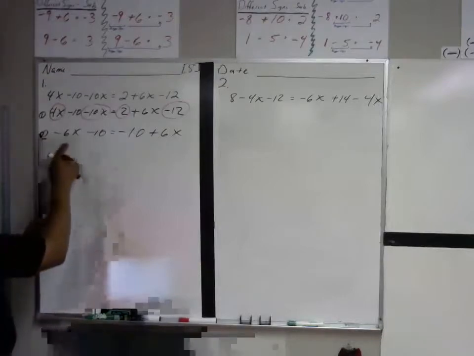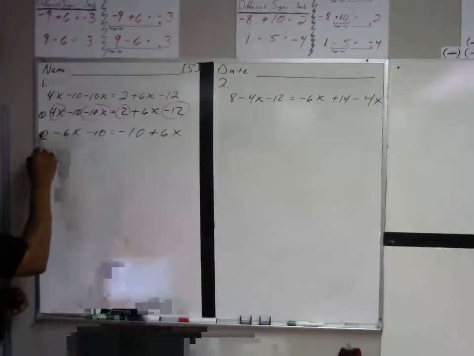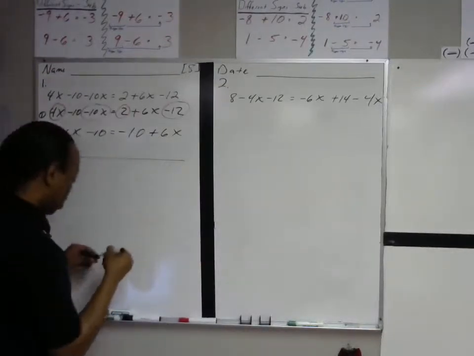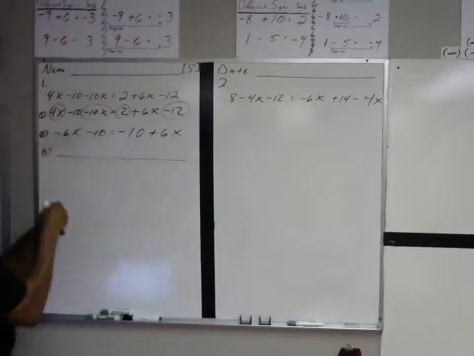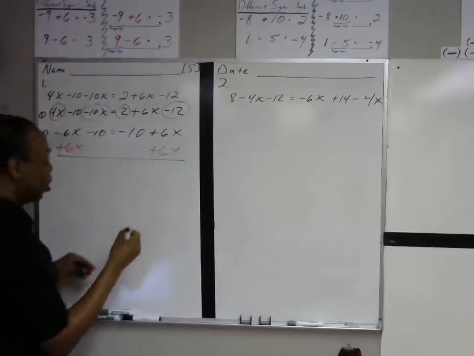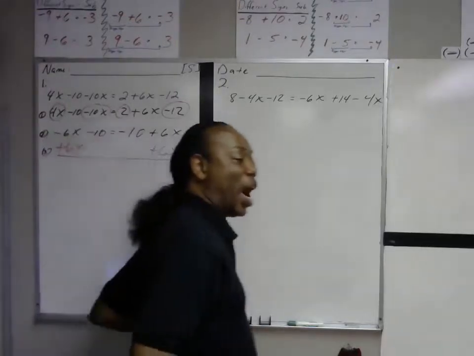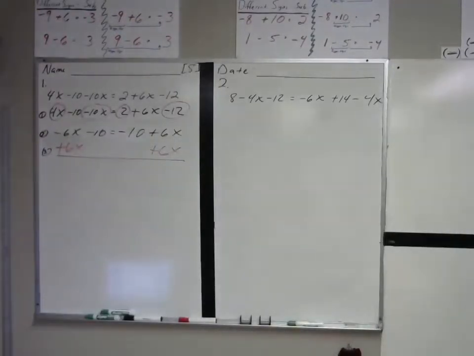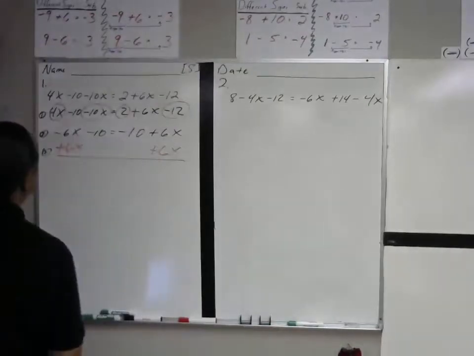Thank you. So we're going to get rid of the negative 6x. Plus 6x cancels it, and plus 6x on the other side. Class, make sure you're using the opposite sign in order to cancel it out. Use a plus 6x on both sides. Step 4.